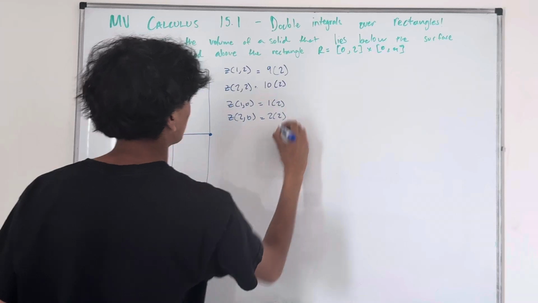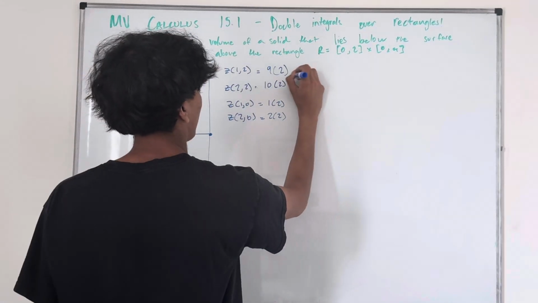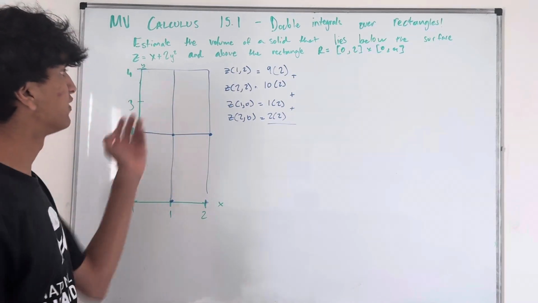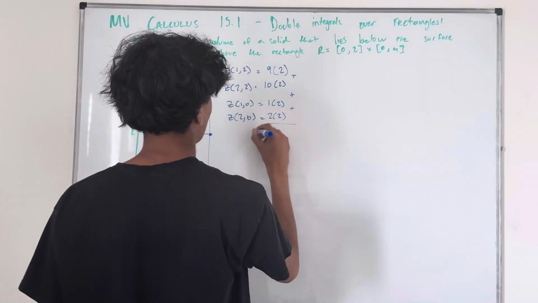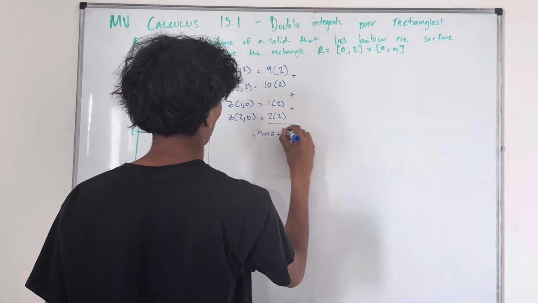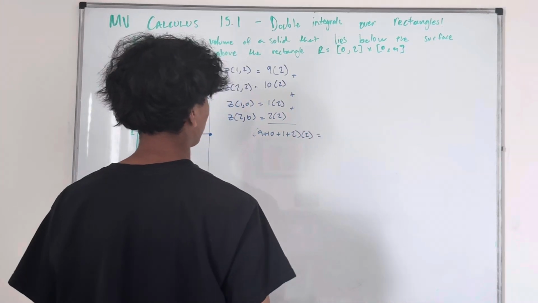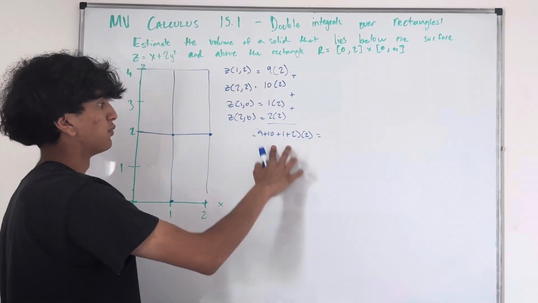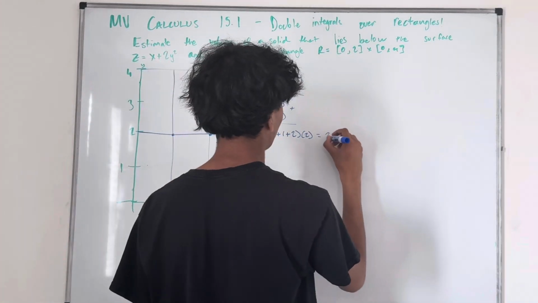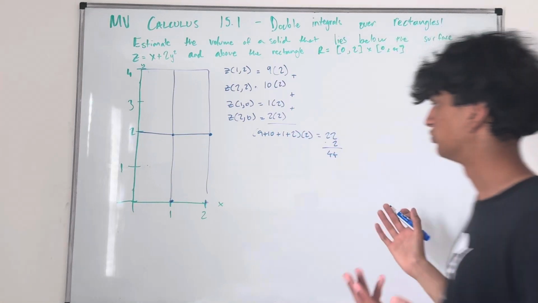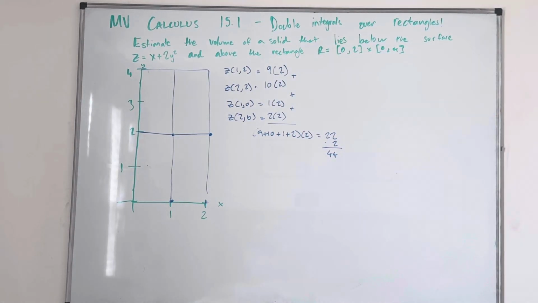So when I'm going to add this up, you can see I can actually just factor out all of the 2's, right? So this is really the same thing as 9 plus 10 plus 1 plus 2 times 2. So if I do this, I would get 19 plus 1 is 20 plus 2 is 22. I would get 22 times 2, which is going to equal 44 units cubed, right? Whatever the units are, it would be units cubed. So that is one estimate for the volume that lies below that surface.